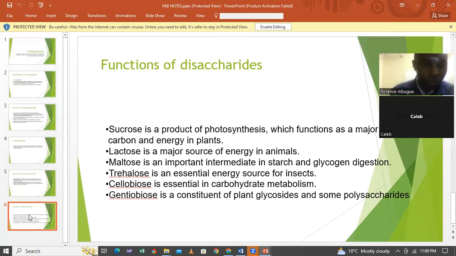So we've looked at how many? 1, 2, 3, 4, 5, 6. We have 6. There could be more, but in this class, we shall only look at the 6 functions. The first one is sucrose is a product of photosynthesis, which functions as a major source of carbon and energy in plants. Then maltose is an important intermediate in starch and glycogen digestion.